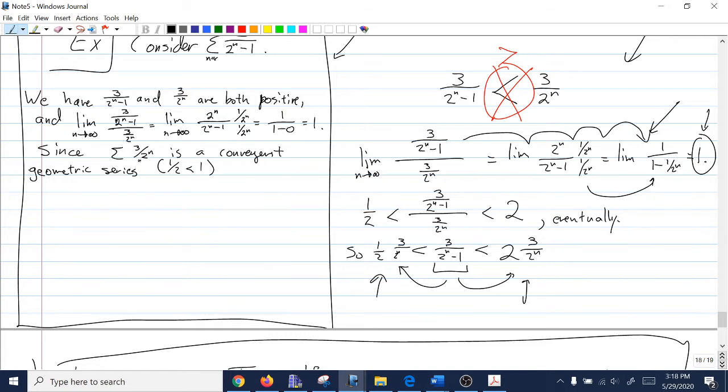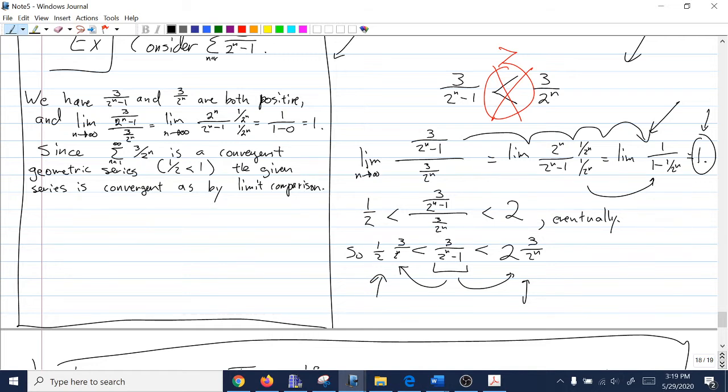Since this sum is a convergent geometric series, I guess I'll be good and write n equals 1 to infinity, although I think if you skip that eventually, it's probably okay in some circumstances. Since this sum is a convergent geometric series, the given series is convergent as well by limit comparison. You could say by the limit comparison test. This is the fewer words.